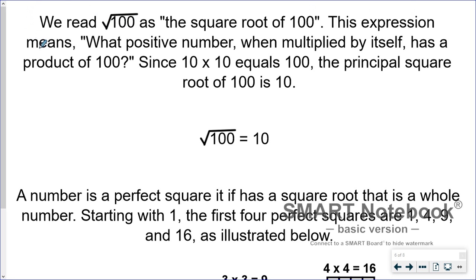Okay, this expression basically means what positive number, when you multiply it by itself, has the product of 100. So you got to kind of go through it. What number, when I multiply by itself, gives me 100? Well, since 10 times 10 I know equals 100, that means the principal square root of 100 is 10. So a fancy way to write that would be, what is the square root of 100? Square root of 100 would be 10. How do I know that? Because if I take this number and multiply by itself, it should equal what's inside that square root symbol.